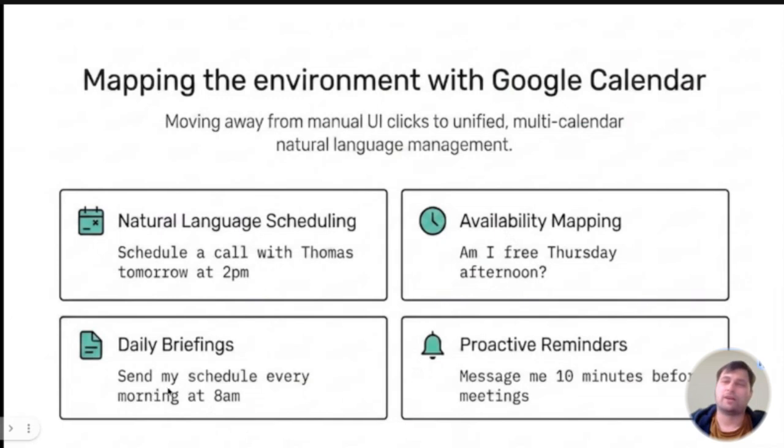You can also set up a scheduler to send you your schedule every morning. It will automatically set up a cron job in OpenClaw, which will send you the schedule every morning at 8 a.m. And of course there are proactive reminders, like message me 10 minutes before meetings, and it will do that.